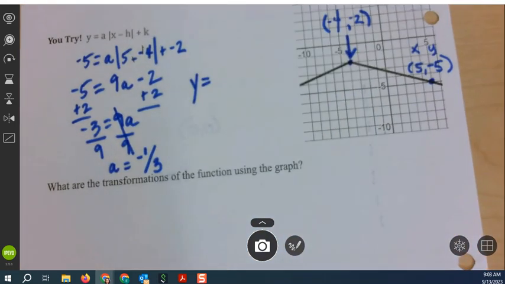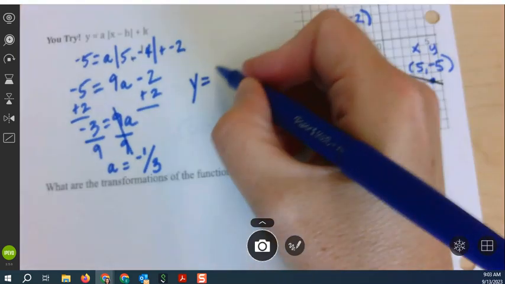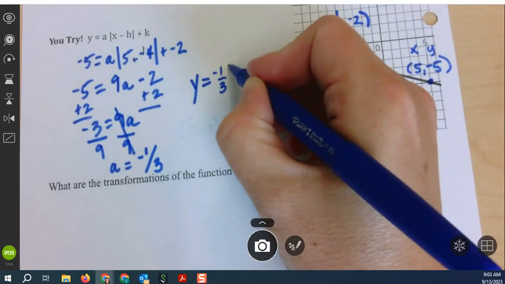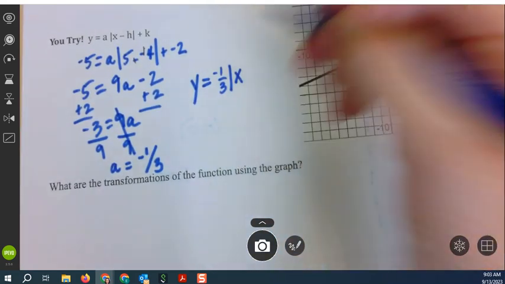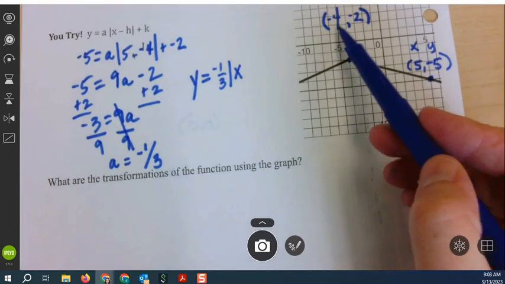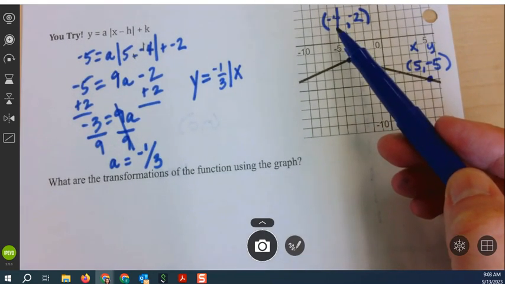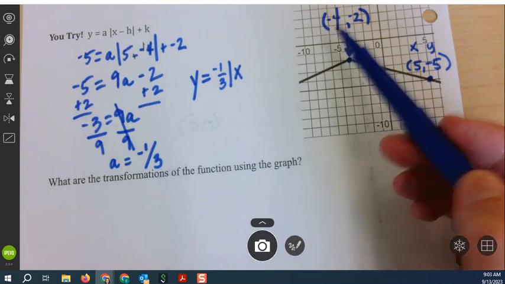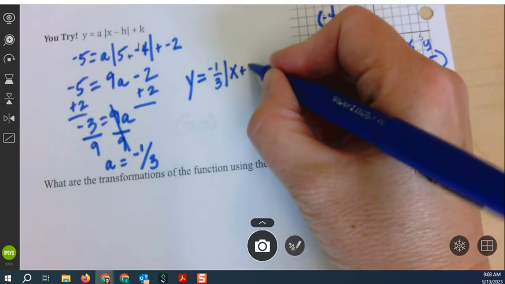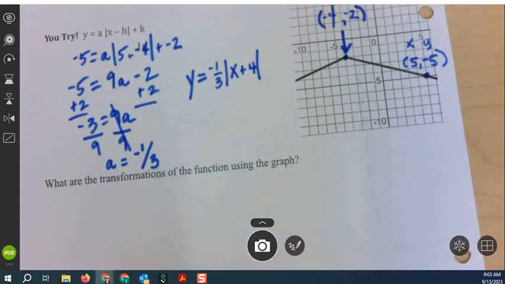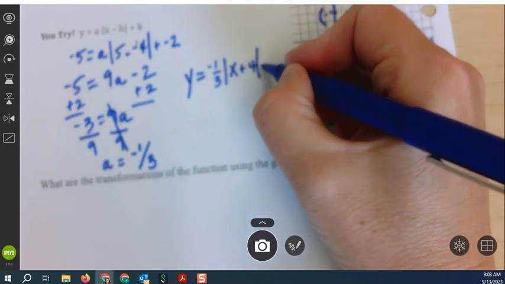So now writing my equation, I've got y equals -1/3 x. Here's my h. So instead of writing -4, I write minus negative, which is the same as what, guys? +4, thank you. And then instead of plus -2, I'm going to put -2.